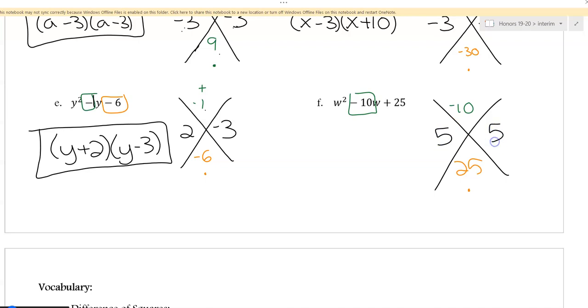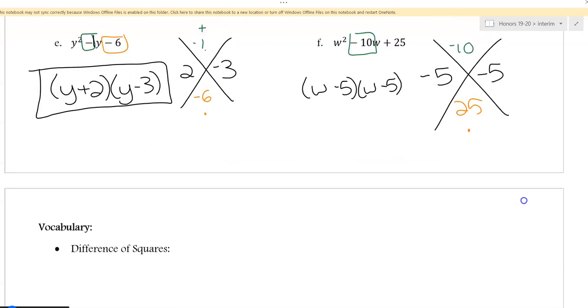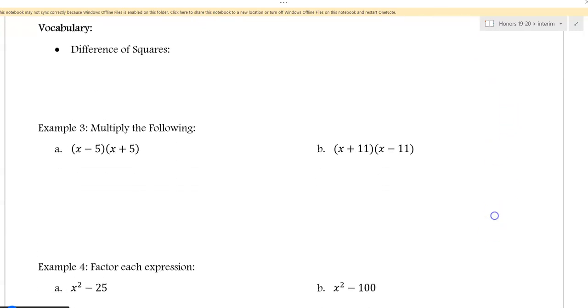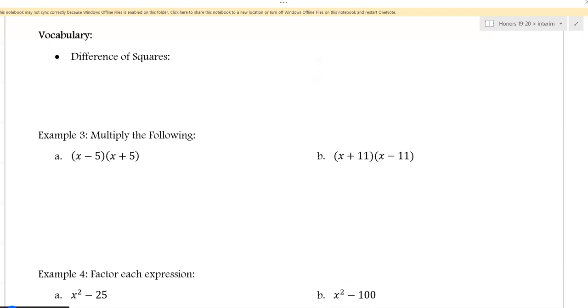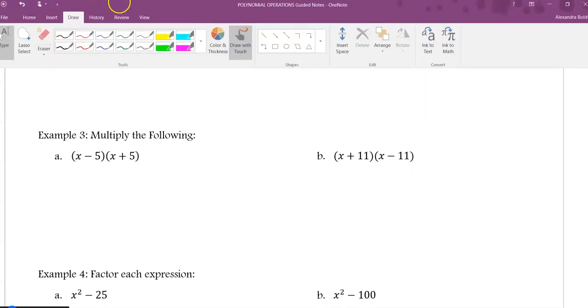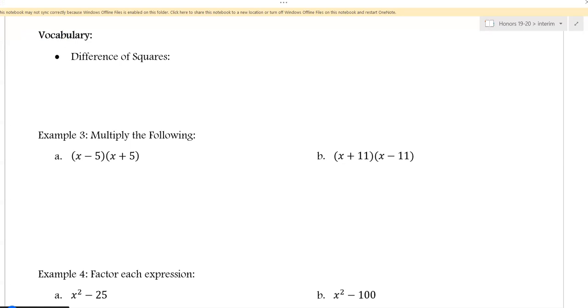Before we move on, we're going to look at example 3, where we multiply the following. If I have x minus 5 times x plus 5, I have x times x is x squared. x times 5 is 5x. Negative 5 times x, and negative 5 times 5. So when I get my answer, I have x squared. Well, this is nice. I have 5x minus 5x. Those go away. And I'm left with x squared minus 25.